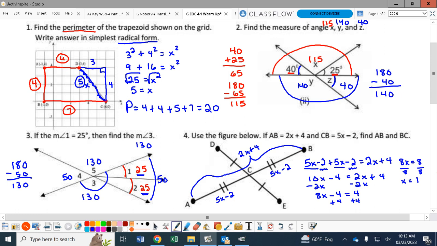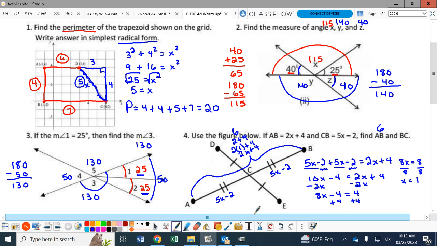Here we go. 1 goes back into AB. AB is this whole thing. So 1 goes right here. It'd be 2 times 1 plus 4. That'd be 6. No. Oh, that was the final answer. My mind does that sometimes. It jumps to the final answer. That'd be 2 plus 4, which would be 6. So AB is going to be 6.